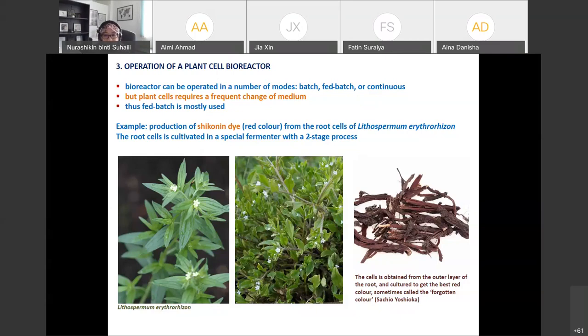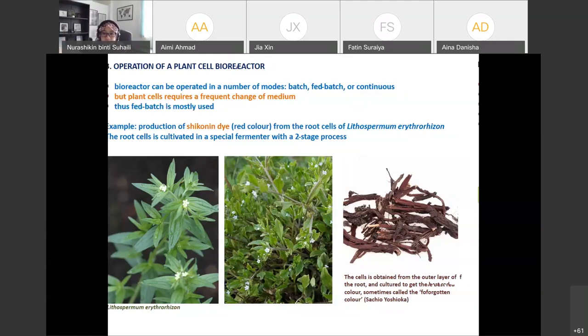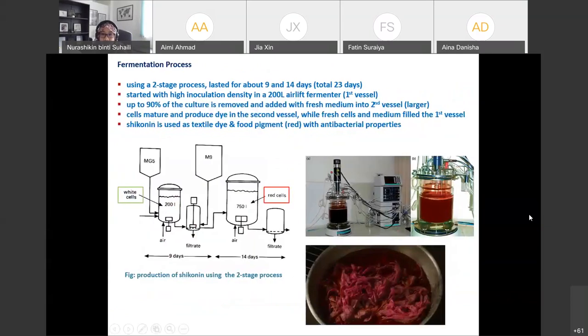Okay, so this is an example of a shikonin dye. This is actually the plant cells. So when we take some extract of the plant cells and we grow in the lab, it looks like this. Shikonin is used as a textile dye. It's a red pigment.